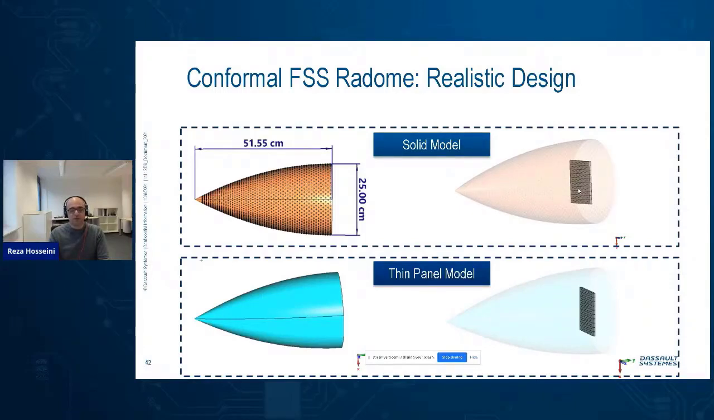There are basically two approaches. One approach is the full geometry, and the other one is the representation of that with the help of the SIM panel. You can see here the dimensions are 0.5 meter in length and 25 centimeters width at the opening of the cone. So the structure is pretty large in electrical terms, and we were talking about 25 gigahertz, the highest frequency.